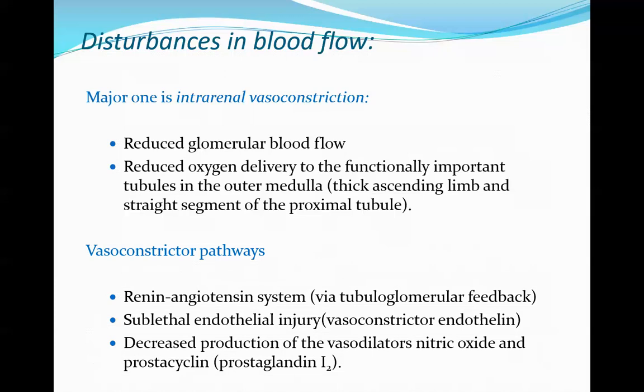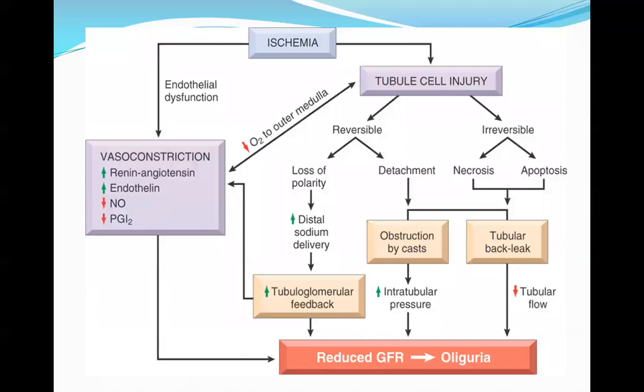So when the blood supply of the vessels is also compromised, endothelin is secreted. It also causes vasoconstriction. Now, there is decreased production of vasodilators like nitric oxide and prostacyclin. These two elements are decreased. So vasodilation is gone. What is there with you? Only vasoconstriction. Now, if you see this chart, it will tell you that ischemia causes tubular injury, right?